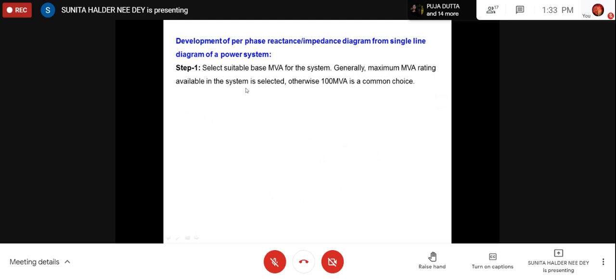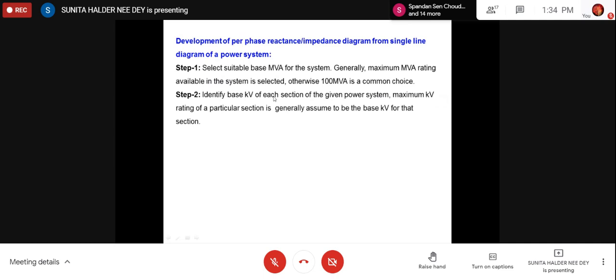At first we need a base MVA. When you are calculating the equivalent circuit for the total system, the base MVA should be the same for the full system. So you have to select a suitable base MVA for the system. Base MVA may be anything, but generally we take 100 MVA as the base, because anything divided by 100 is easier. There will be a change in only the decimal point, but any other base may be used.